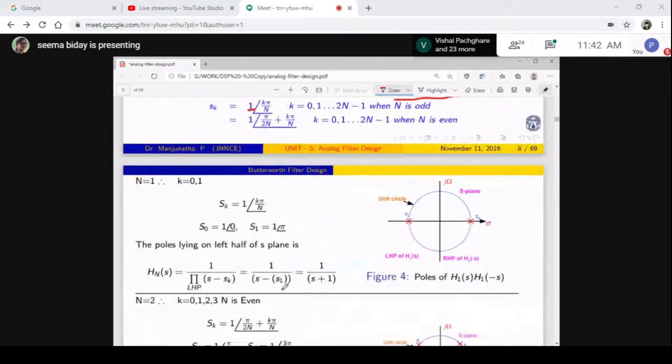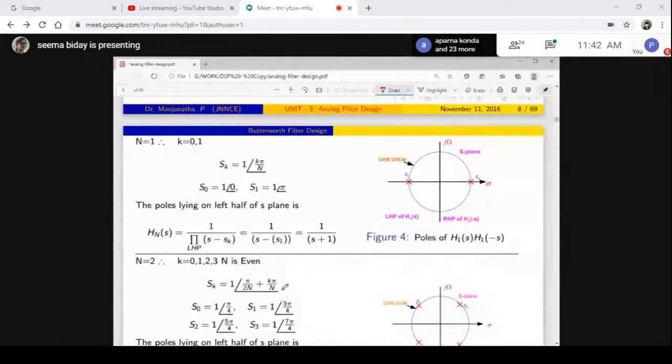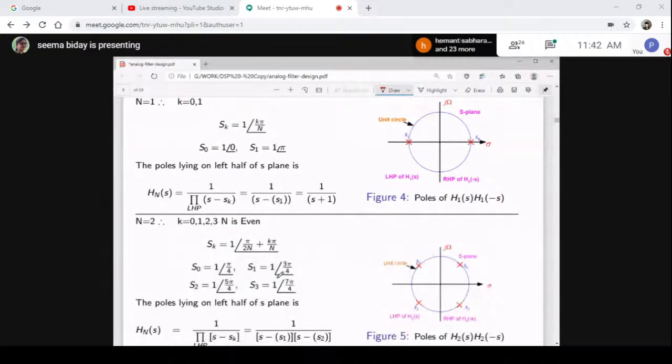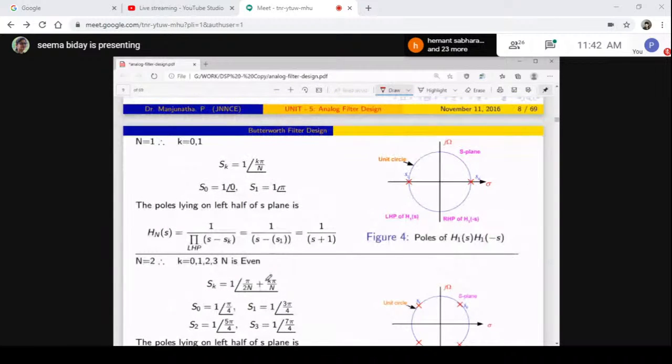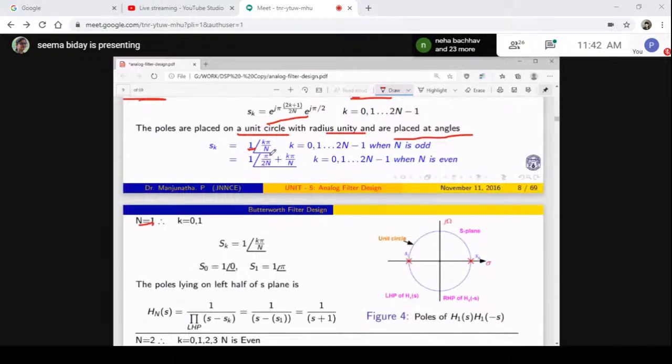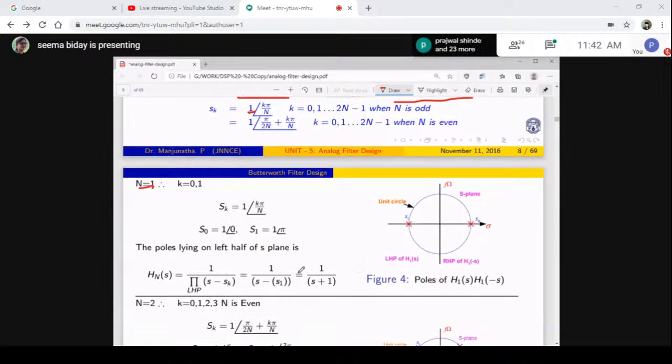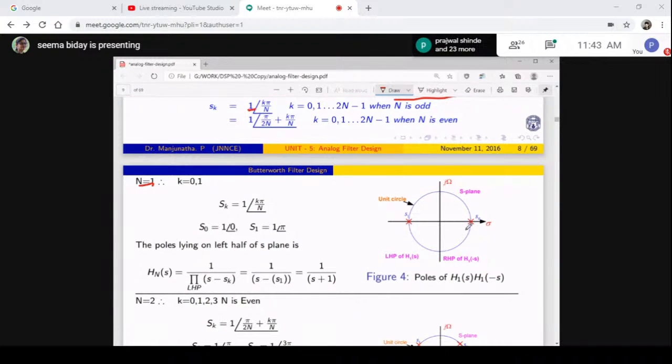See here how the poles are placed. N equal to 1, k equal to 0 to 1, S k, S1. You have to always know k pi divided by n, right? So k pi divided by n. For k equal to 0, you can determine. For k equal to 1, you can determine. 1 angle 0, 1 angle pi. So it is S0 and S1. This is S0 and this is S1, and it is a unit circle.